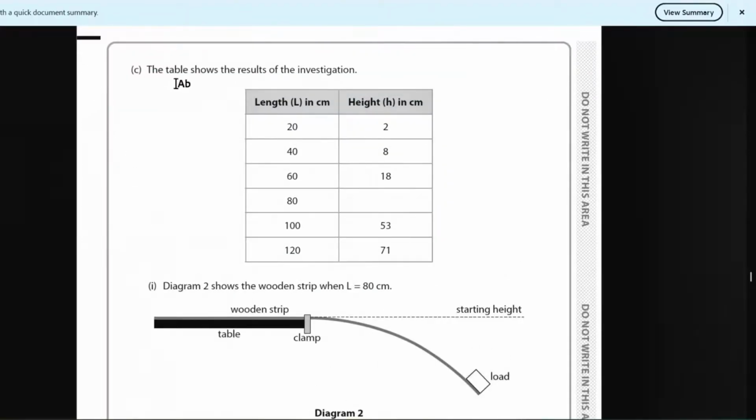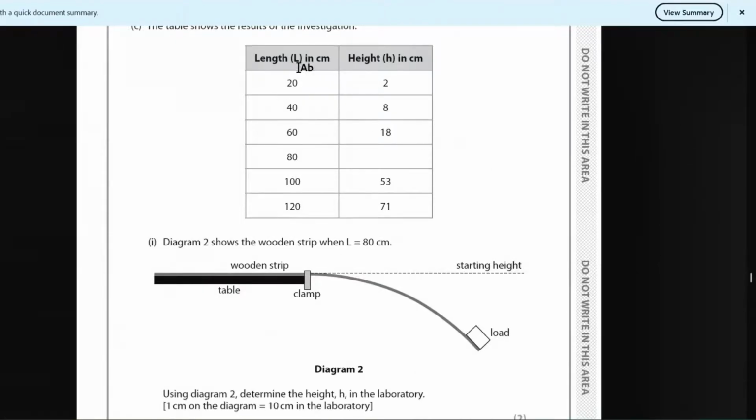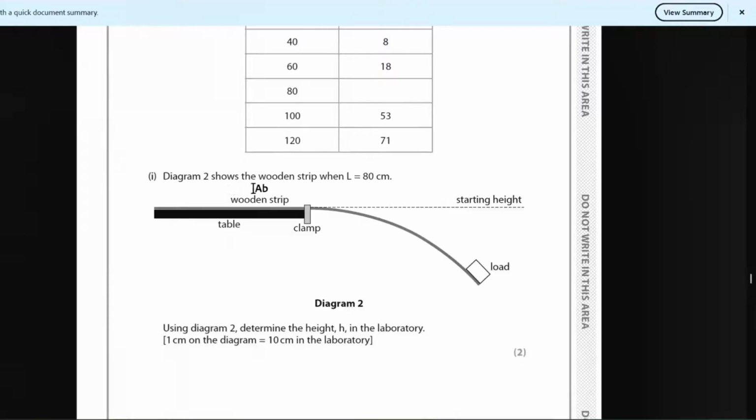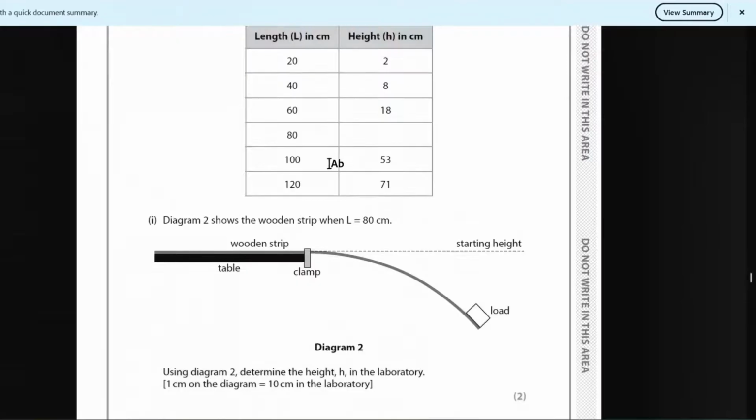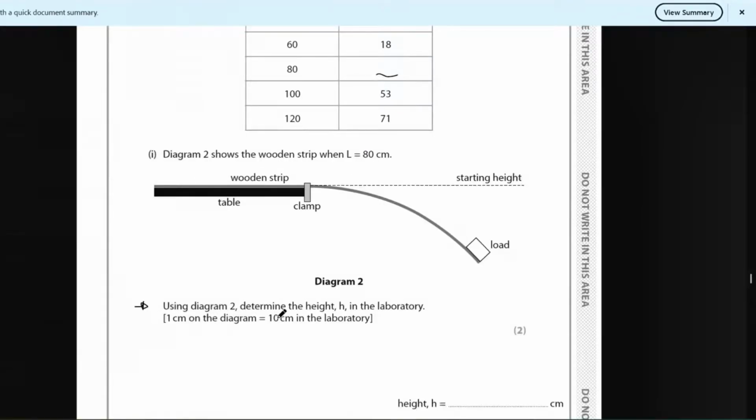Question C. The table shows the results of the investigation. So the student changed the length from 20 to 40 and many other values. And for each of these length values, the student measures the height due to bending, which also changes. Diagram 2 shows the wooden strip when the length is 80 centimeters. So when length is 80 centimeters, in the table, we don't have the height yet. Using diagram 2, determine the height h in the laboratory.